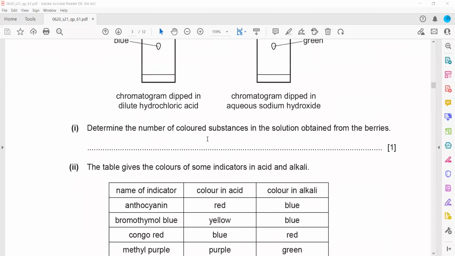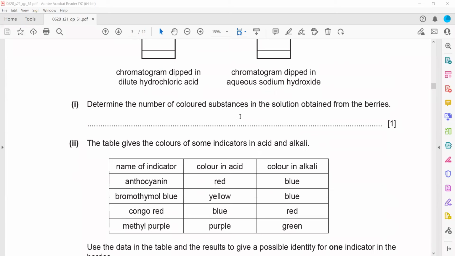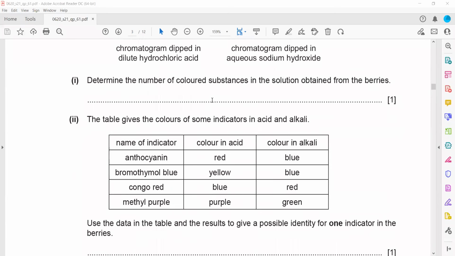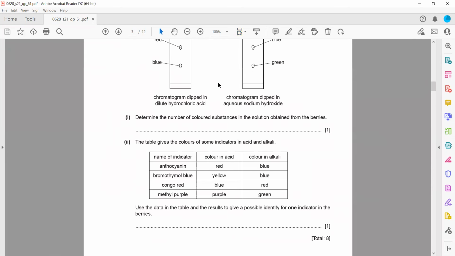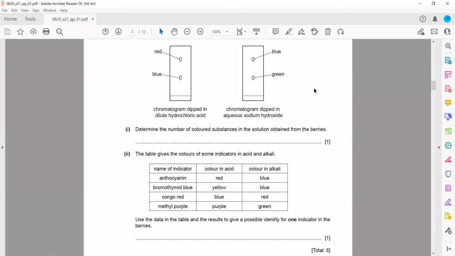Then the table gives the color of some indicators in acidic and alkaline. Use the data in the table and the result to give a possible identity of one indicator in the berries. So using the result, can you identify? So this is an acidic condition, and here is an alkaline condition.